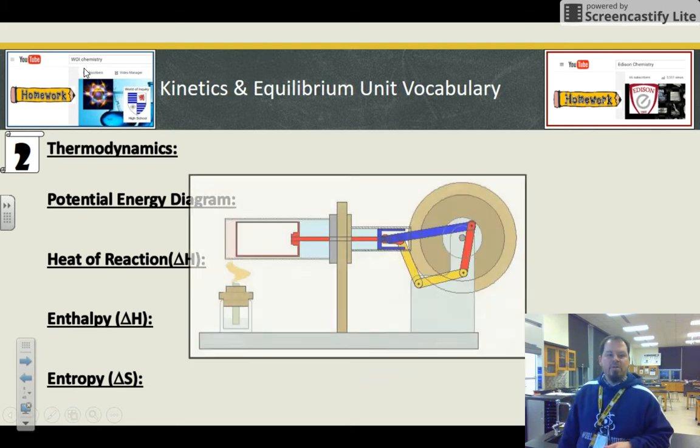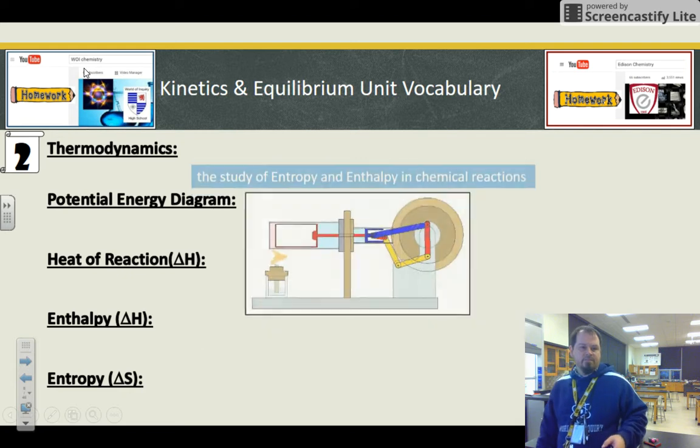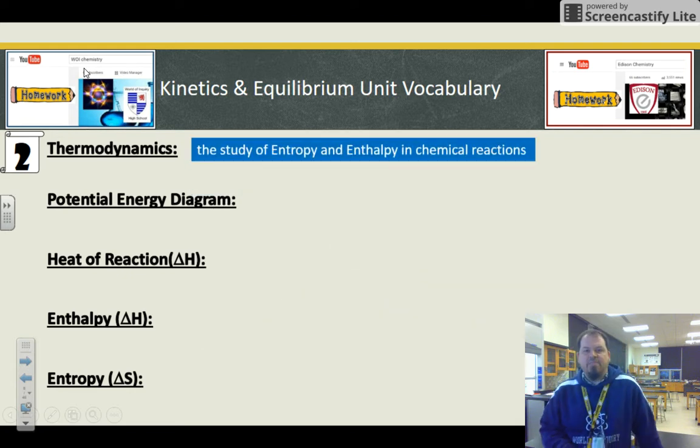Thermodynamics. Okay, this is heat. The study of entropy and enthalpy in chemical reactions. So entropy is randomness and disorder. Enthalpy is heat. We're going to put them together, and we have thermodynamics.